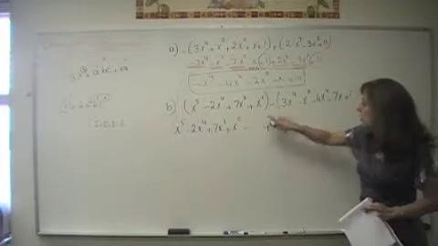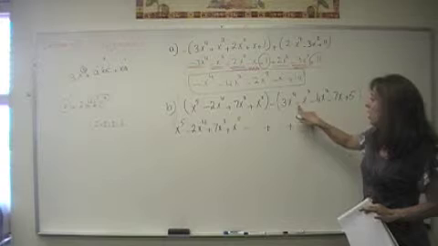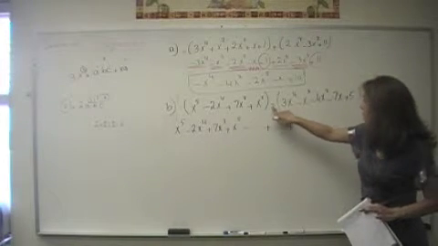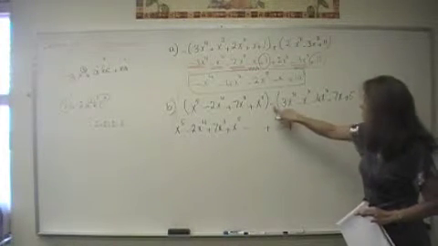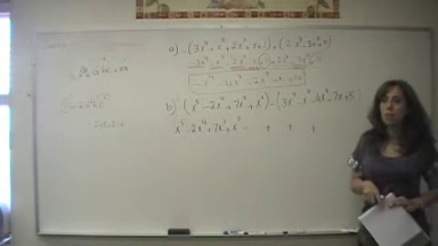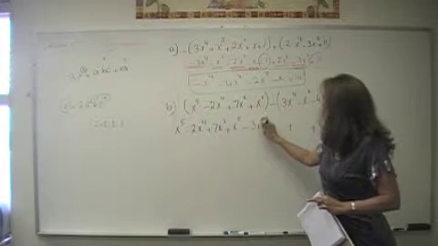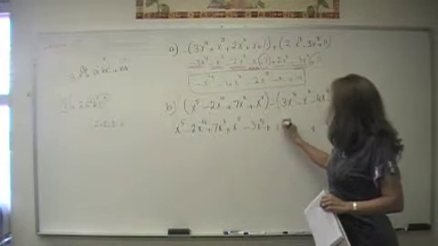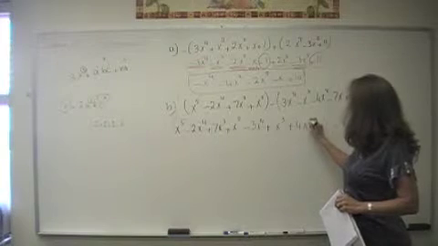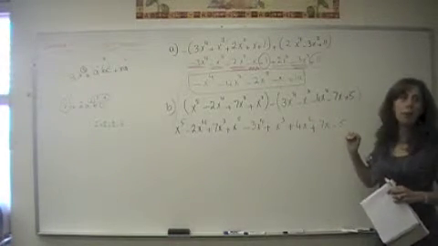Because negative times positive is negative. Negative times negative is positive. Negative times negative is positive. Negative times negative is positive. Negative times positive is negative. So the signs are fine. I bring the terms down. Most of the mistakes happen with the signs.